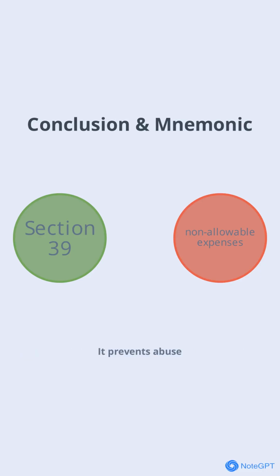It prevents abuse, maintains the integrity of taxable income, and complements Sections 33 and 34 by clearly defining what cannot be deducted. Remember the mnemonic: PCFTED: private, capital, fines, tax, exempt income, donations, non-approved.